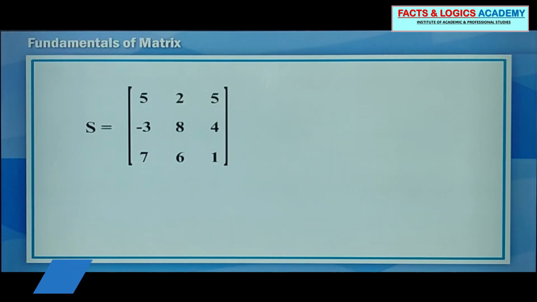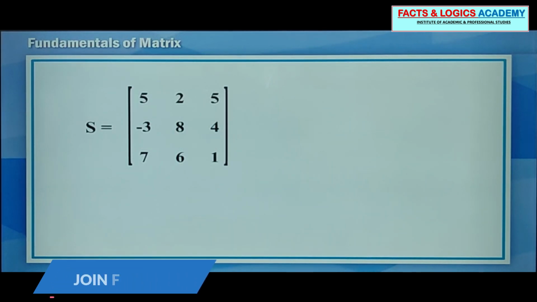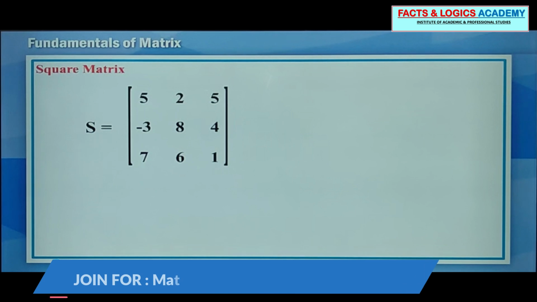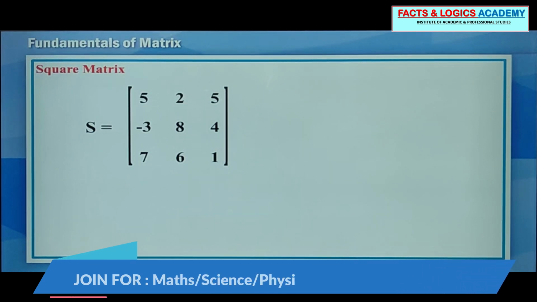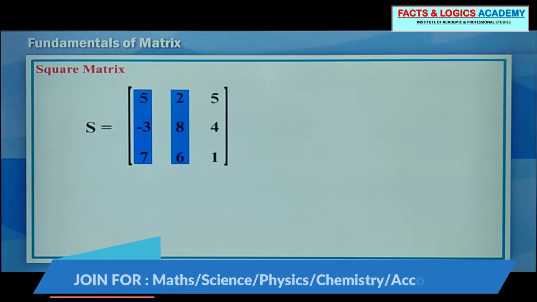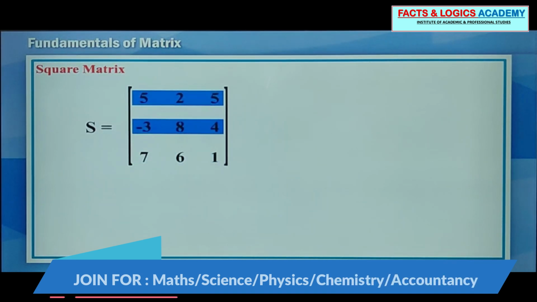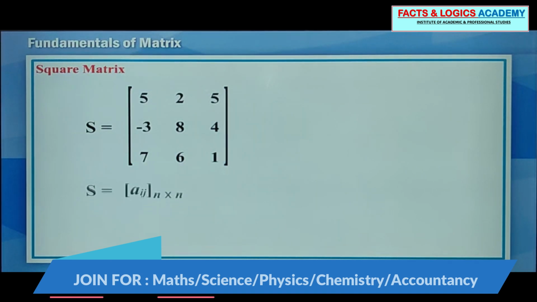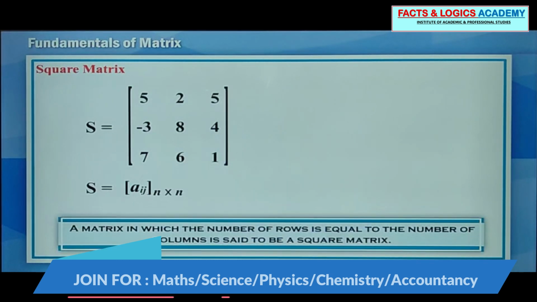A matrix having an equal number of rows and columns is called a square matrix. A matrix of order 3 by 3 is shown here. This matrix has 3 rows and 3 columns. The general representation of a square matrix of order n by n is shown here. A matrix in which the number of rows is equal to the number of columns is said to be a square matrix.